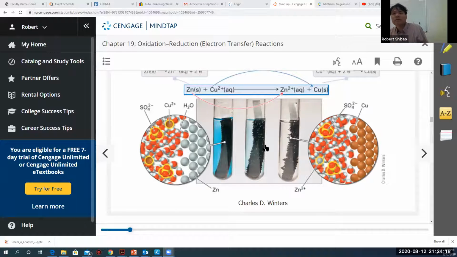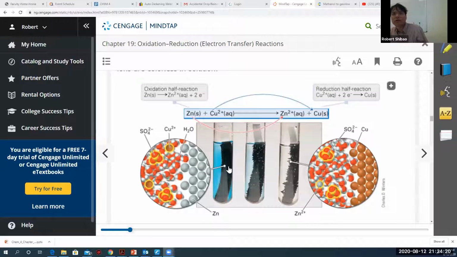Here's the reaction, but this is a direct reaction here. We're not going to generate any electricity because electrons are being transferred directly to the copper-2. Copper-2 is attacking the zinc here.